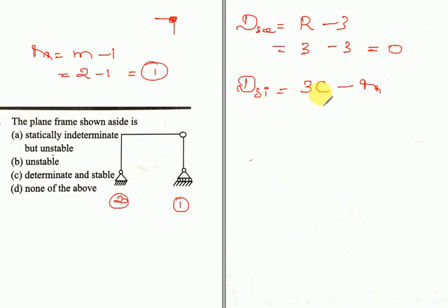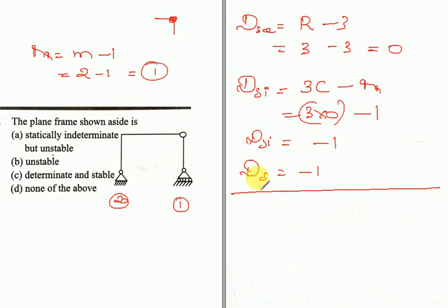So coming into the C, there is no closed loop, so 3 into 0 minus 1, so DSI will be equal to minus 1. So the total DS will be equal to this plus this, so it comes to be minus 1. This can also be calculated with another formula, that is DS is equal to 3m plus R minus 3j. You need to get the same answer which you have got here.